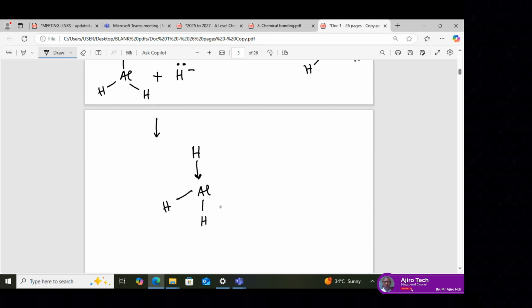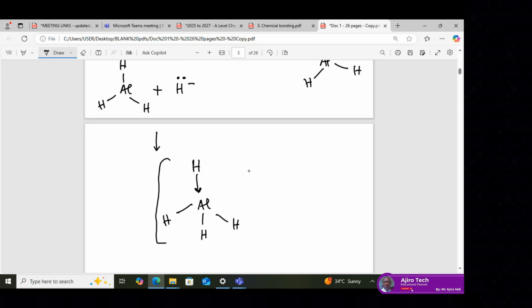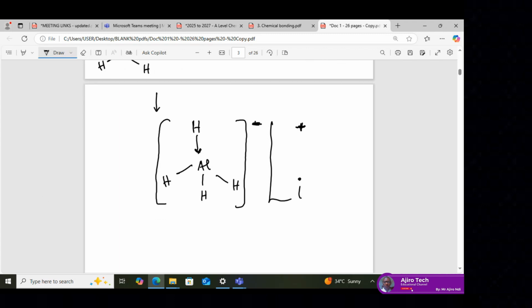H, H, and H. The H that came in was a minus, so this will carry a minus overall charge. Do you agree? Then lithium will now say, I'm plus, so I'm staying behind you. Can you see now? That's the compound. Again, all the three bonds are present here. Covalent bond between Al and H. Dative covalent bond between what? H and Al again. Then ionic bond between what? Ionic between AlH4 minus and Li plus. Do you agree? Yes. Good, that's it.